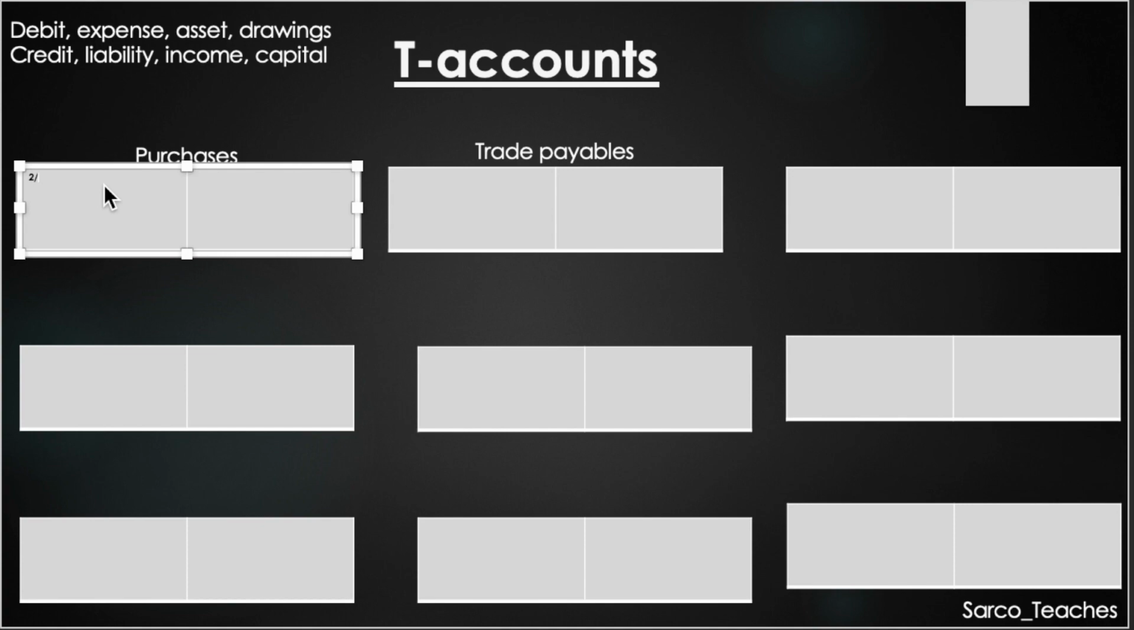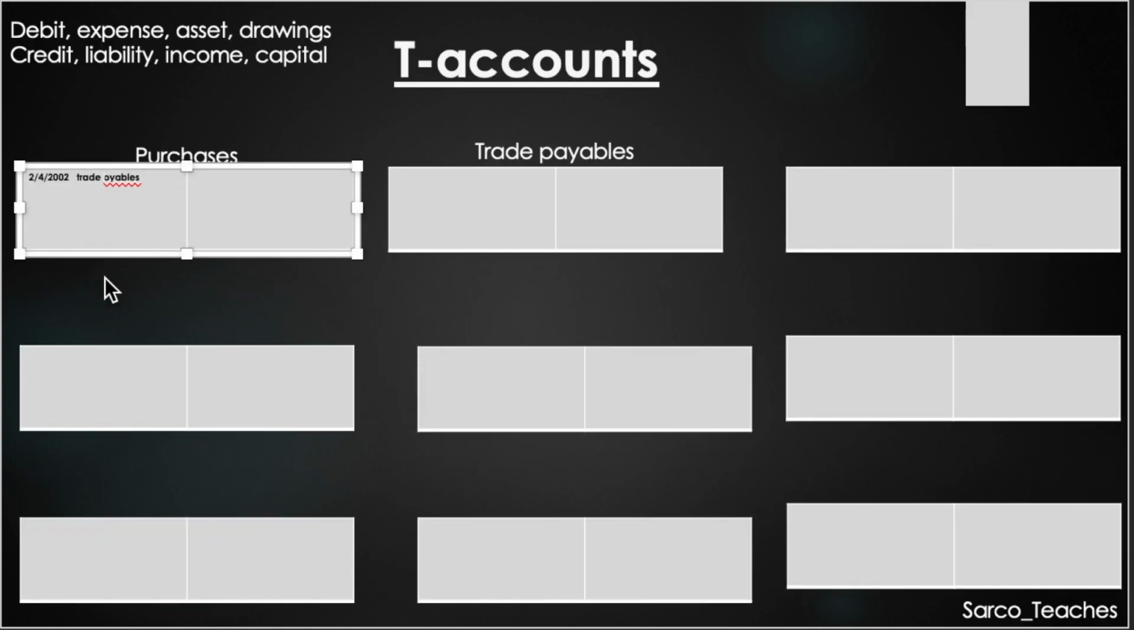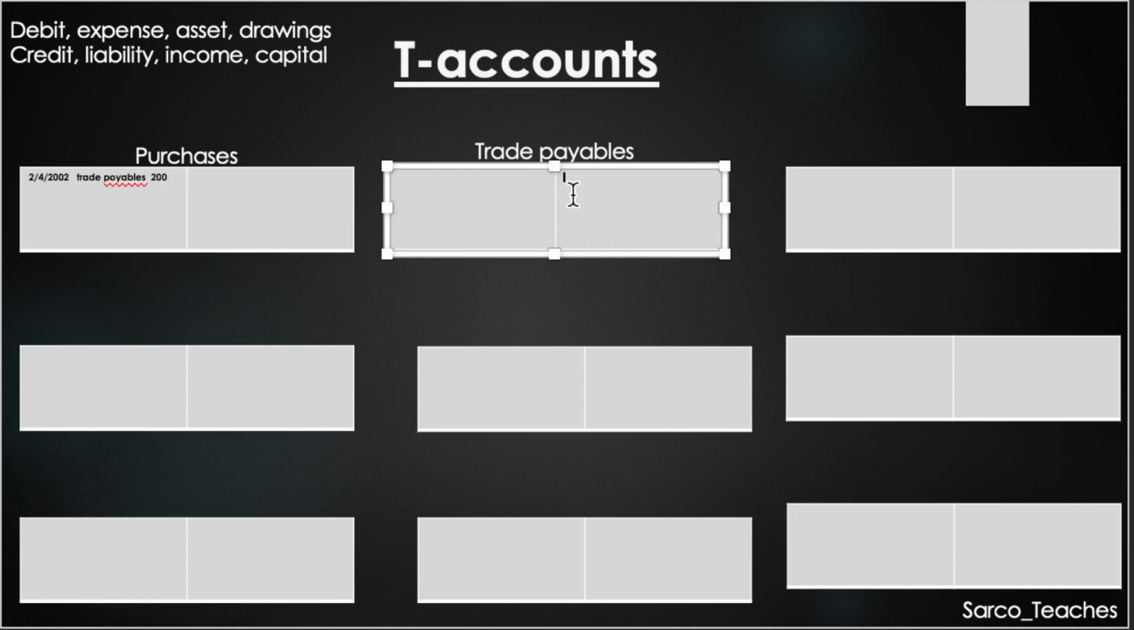So we put it on the debit side of purchases because that's what DEADCLIC tells us. For detail, it will be trade payable, and for the amount, it's £200. And then trade payables are a liability, so it goes up on the credit side, on the right side.